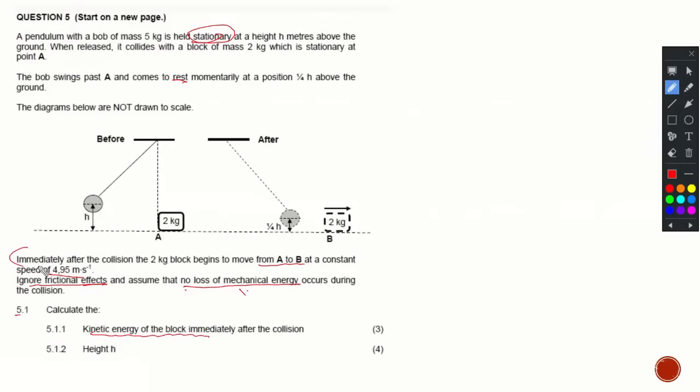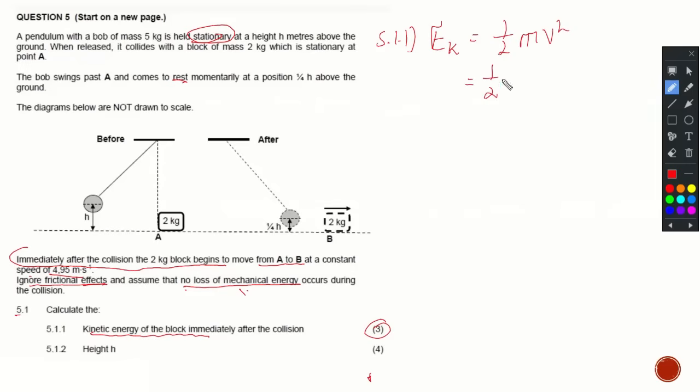Now here they told us immediately after the collision, the 2 kg block begins to move from A to B at a constant speed of 4.95 meters per second. Now we do know how to calculate the kinetic energy. Remember we said EK breaks down to what? Half mv squared.